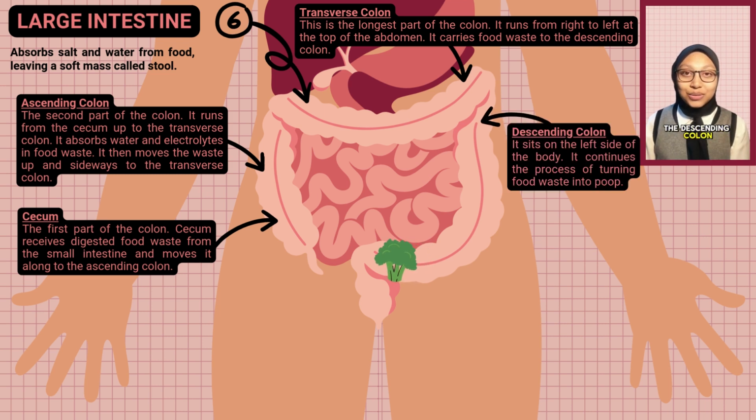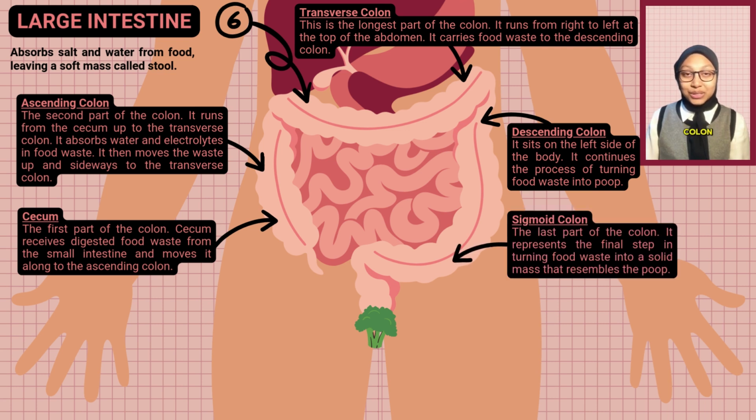The descending colon, located on the left side of the body, continues the process of turning food waste into stool. It absorbs more water, which helps solidify the waste as it moves through the colon. The last part of the colon is the sigmoid colon. It represents the final step in turning food waste into a solid mass that resembles stool.